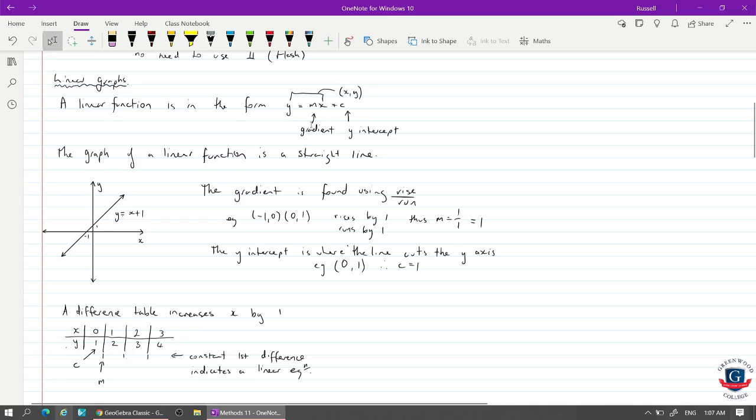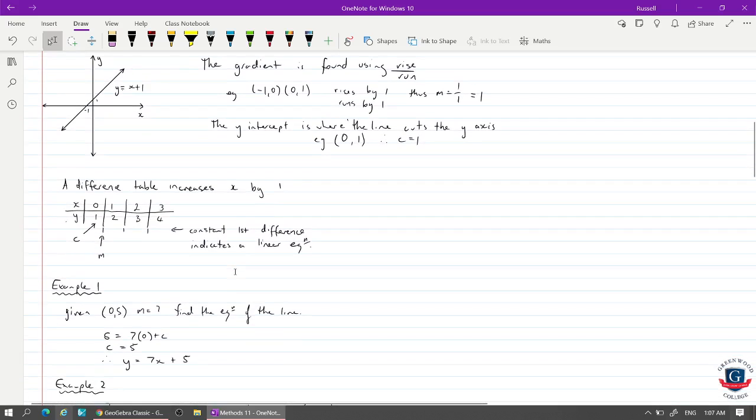The slope of the line can be found using rise over run. So if we take 2 points on the line, calculate the rise between the 2 points and how far it's going to cross, that will tell us the slope of the line. The y-intercept is where it crosses the y-axis. So in this case, it's crossed it at 0, 1.